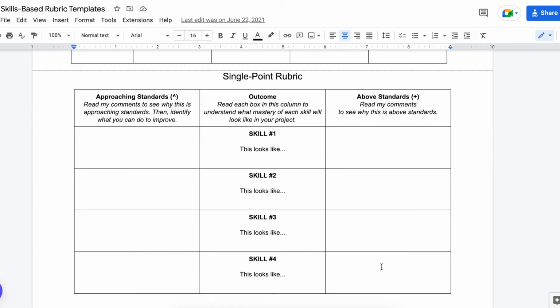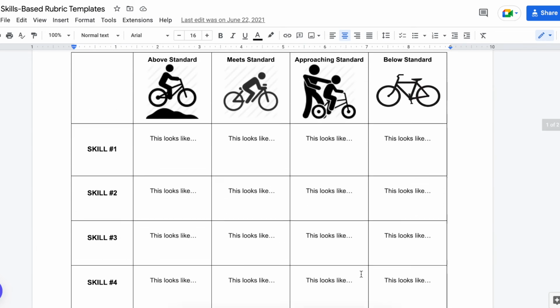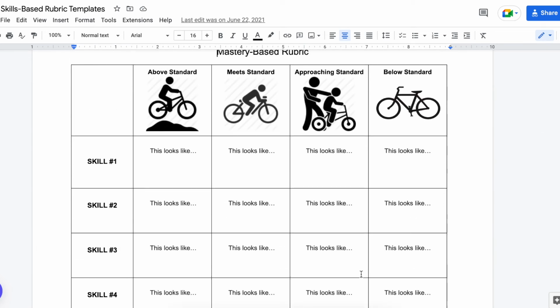When you're using this as a rubric to assess, you can have the teacher or evaluator write in qualitative comments in the above or approaching. You can name specifically why it was above or why it's still approaching. So this one is even better when you have a department that might struggle to get to consensus or want to wordsmith a little too much. I would recommend starting here, and then you could always expand out to this 4-point proficiency-based rubric.